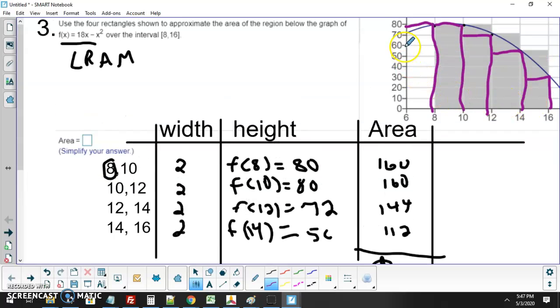All right, I scratched that because we're going from 8 to 16. This first rectangle doesn't count. That was an oopsie on my part. That rectangle doesn't count. We only want to use the rectangles that are in the shaded region. So, my bad on that one. All right, let's move on to a different problem here.